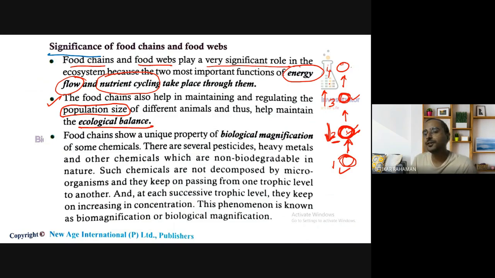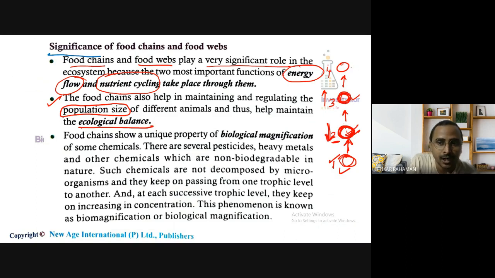Then if the first component consumes the second component, what will happen? The number of the second component, or the second species, will decrease because the first component is consuming the second component. So the population size of the second species will decrease. And if the population size of the second component decreases, what will happen?